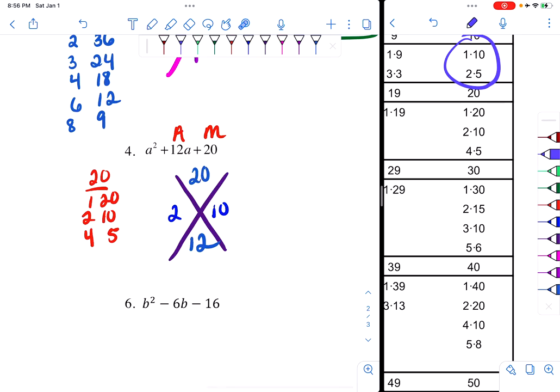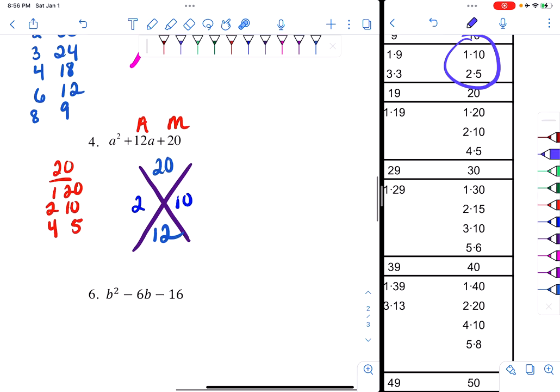2 times 10 is 20, 2 plus 10 is 12. So my final answer is a plus 2, a plus 10.